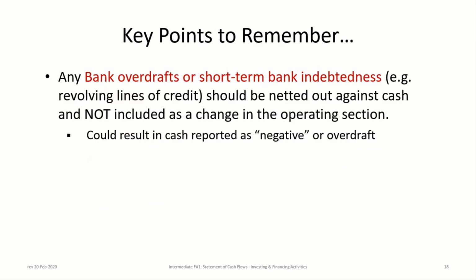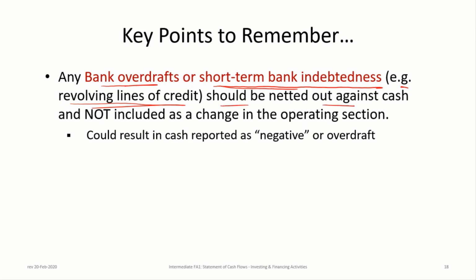The next two items are ones we really haven't seen in our example because we can't get it all in there. But this relates to bank overdrafts or short-term bank indebtedness. Bank overdrafts would be overdrawn bank accounts, overdrawn cash accounts. And bank indebtedness is similar, but they are typically revolving lines of credit or facilities that businesses have on a short-term basis to finance their operations.